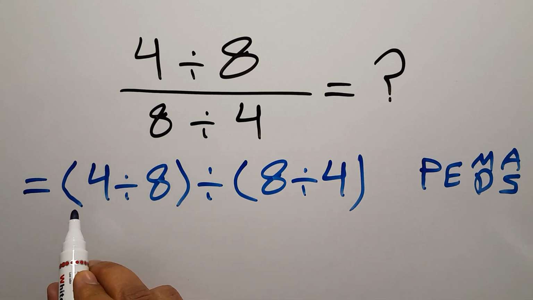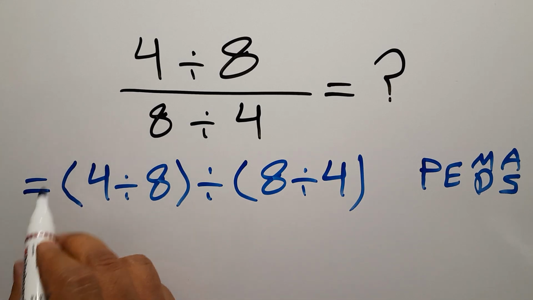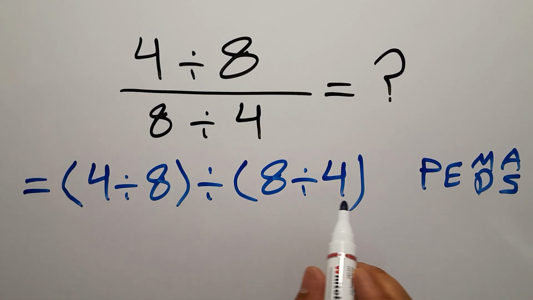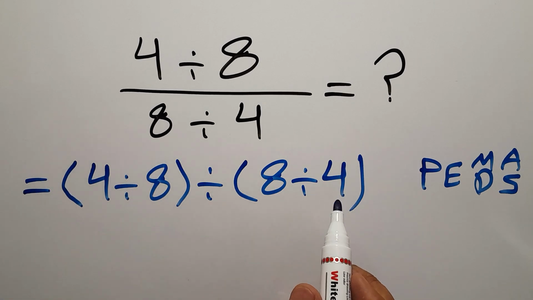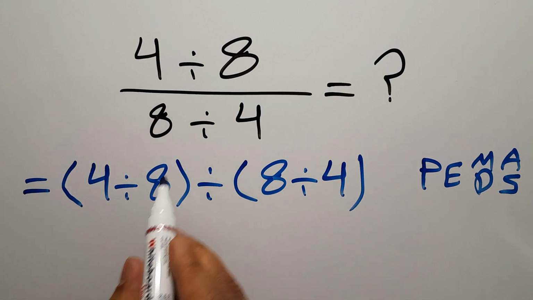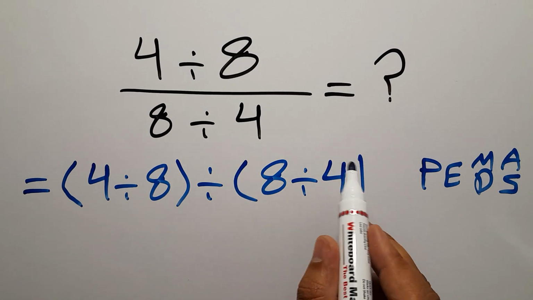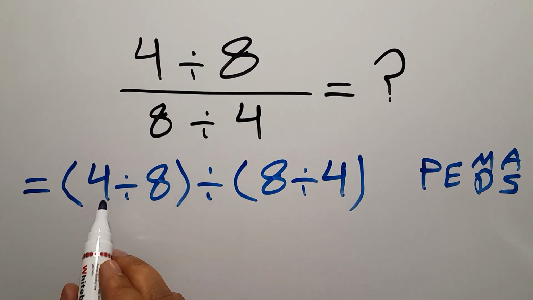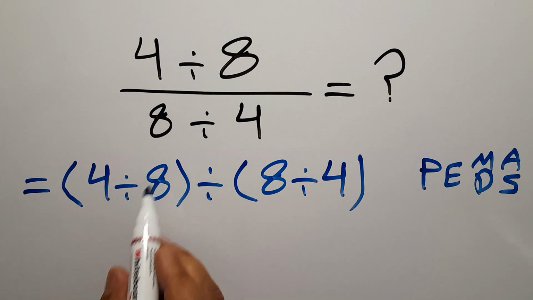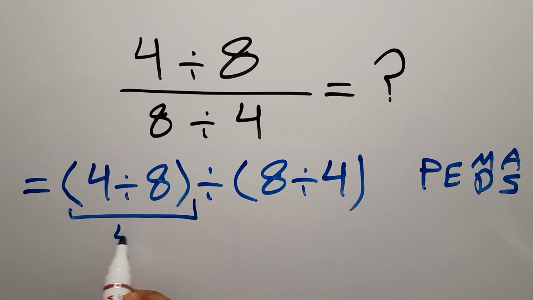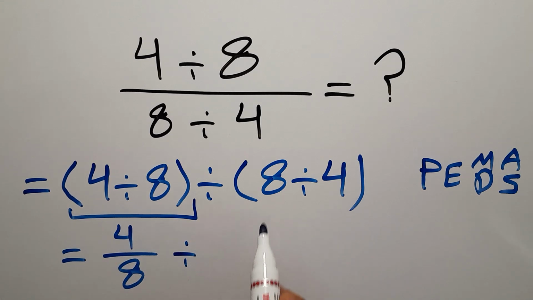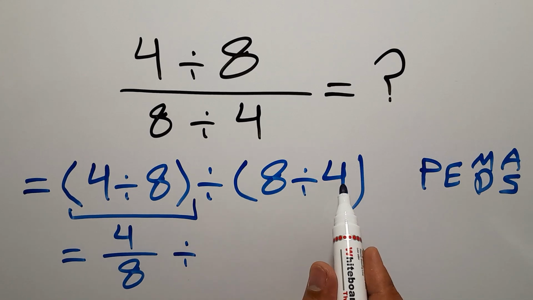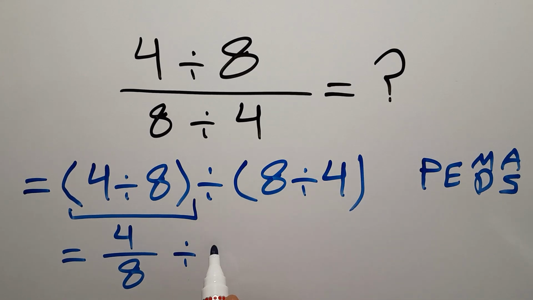And as we know, when we have more than one parentheses in an expression, we have to work from left to right. So first we have to do this parentheses, then this parentheses, and finally this division. Okay, 4 divided by 8, we can write 4 over 8. And 8 divided by 4 equals 2.